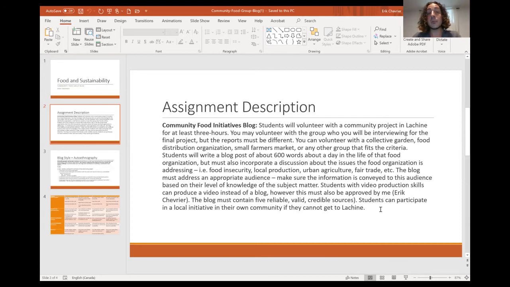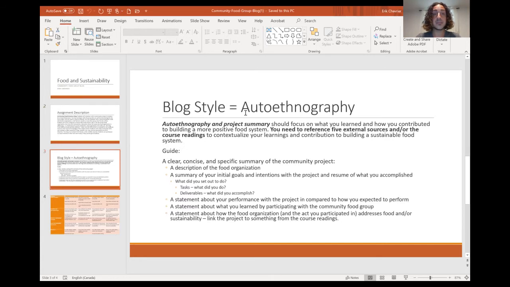But I'm not going to tell you that you have to come to Lachine. You could actually find stuff in your local environment also. So I do see that there's questions already, but I'm going to just introduce the rest of the assignment, and then I'll answer some questions about what I'm discussing.